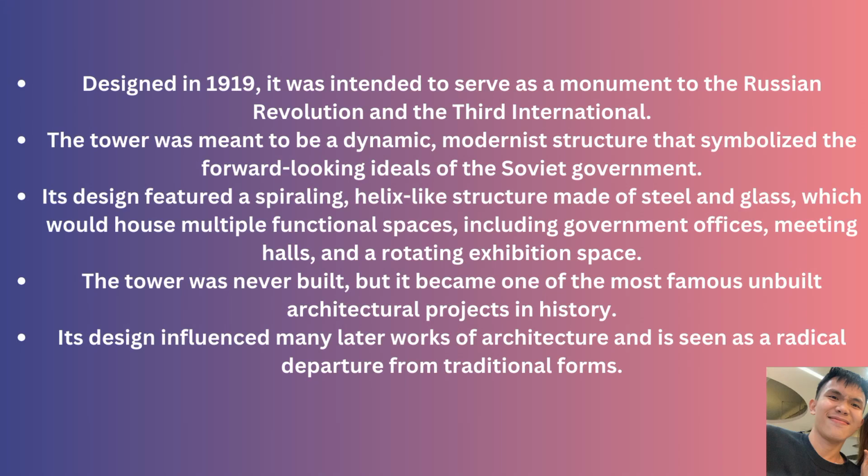Tatlin's design, created in 1919, was intended to serve as a monument to the Russian Revolution and the Third International. The tower was meant to be a dynamic, modernist structure that symbolized the forward-looking ideals of the Soviet government. Its design featured a spiraling, helix-like structure made of steel and glass, which would house multiple functional spaces, including government offices, meeting halls, and rotating exhibition spaces. The tower was never built, but it became one of the most famous unbuilt architectural projects in history. Its design influenced many later works of architecture, and it is seen as a radical departure from traditional forms.